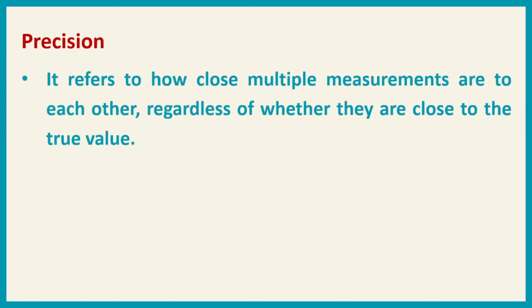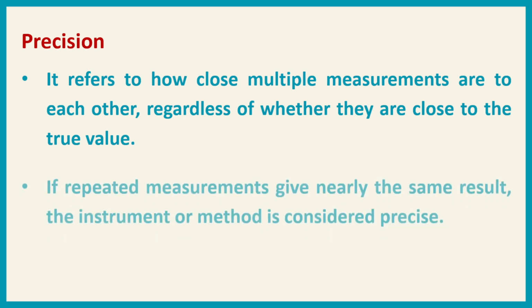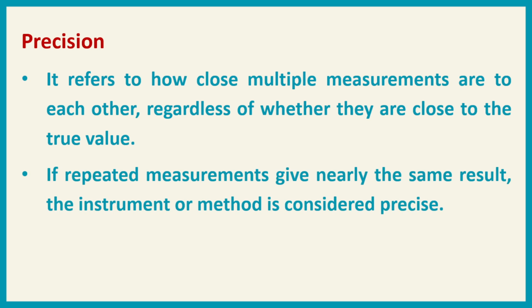Coming to the related term, precision. Precision refers to how close multiple measurements are to each other, regardless of whether they are close to the true value. Basically, it indicates the reproducibility or consistency of measurement. If repeated measurements give nearly the same result, the instrument or method is considered precise.